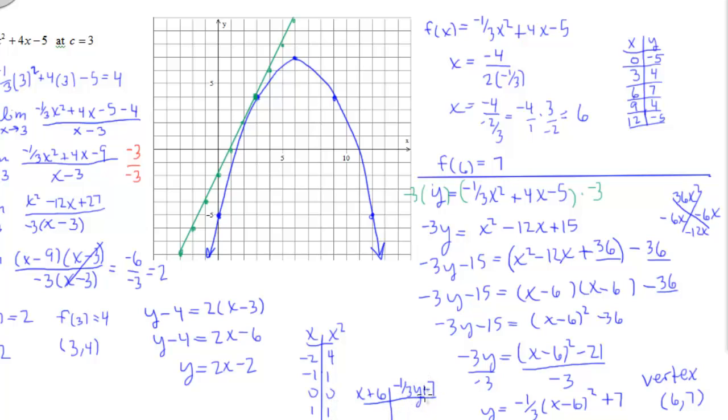You're not going to get such friendly y values here, so you might prefer, once you get the vertex, to just plot a few other points like we did here. So once you know the vertex is 6, 7, you could substitute in 0 to find a point, and then that would give you 0, 12, and you already know 3, 4, and so you can find 9, 4. But knowing how to find the vertex of a parabola by changing it to vertex form by completing the square is an important skill. You should know how to do that.